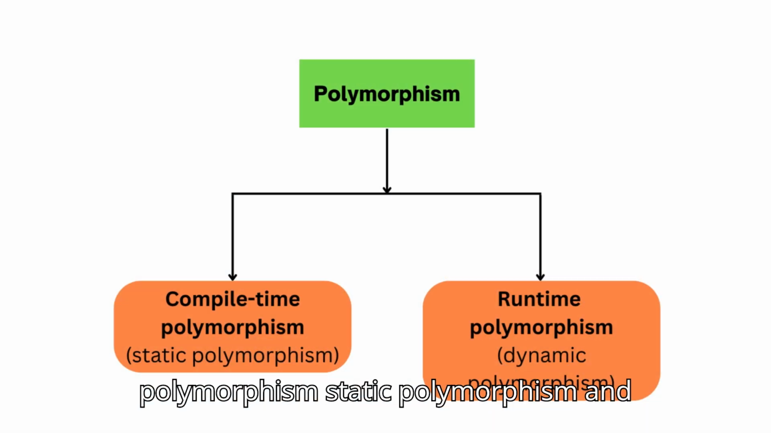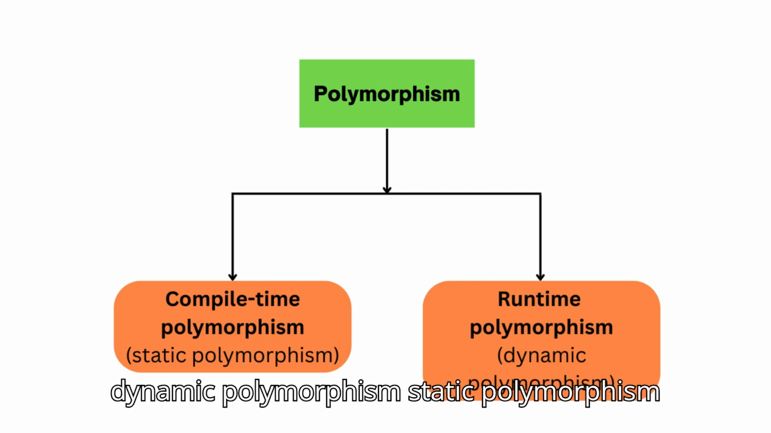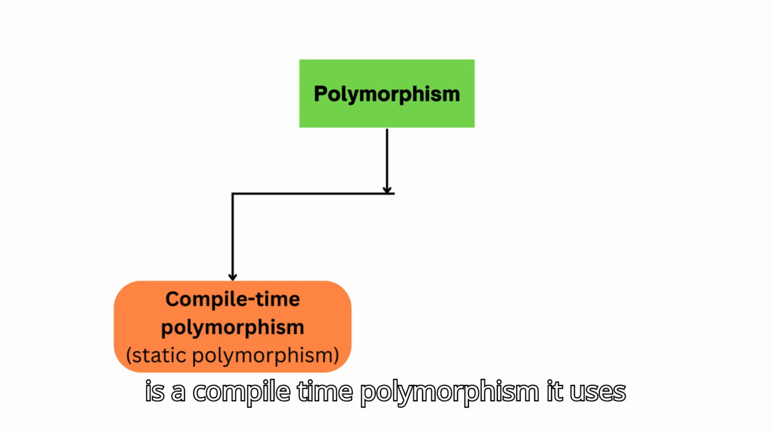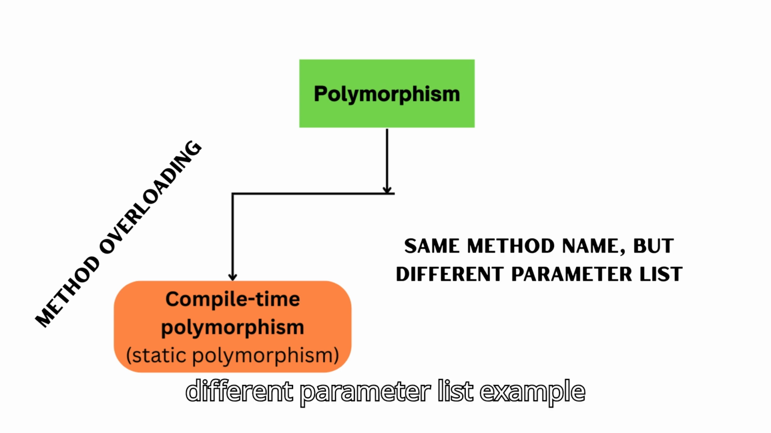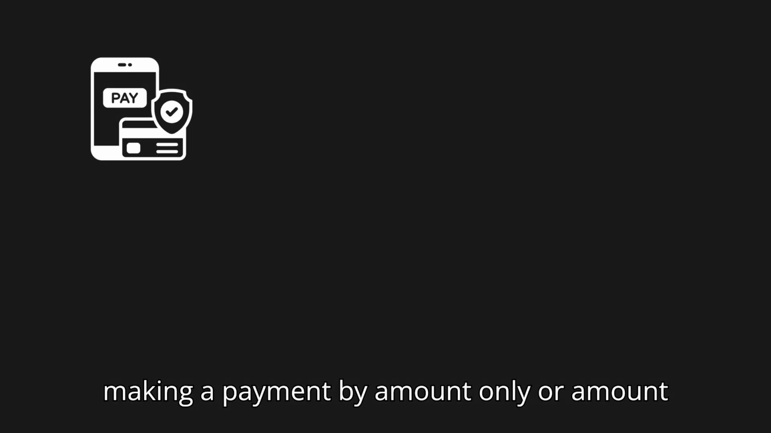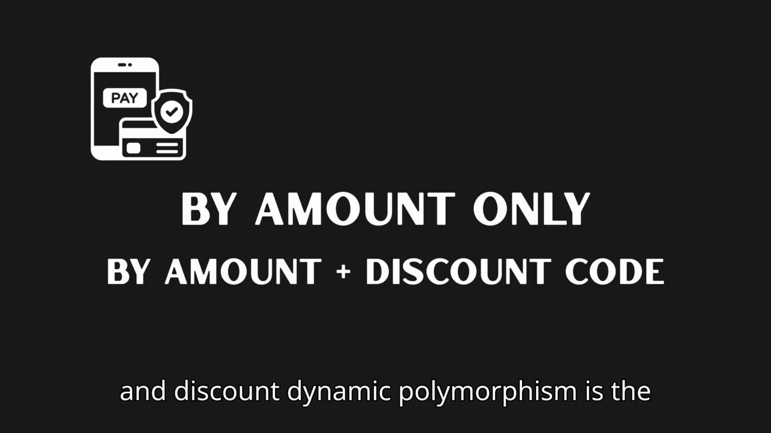There are two types of polymorphism, static polymorphism and dynamic polymorphism. Static polymorphism is the compile time polymorphism. It uses method overloading. Same method name but different parameter list. Example, making a payment by amount only or amount and discount.